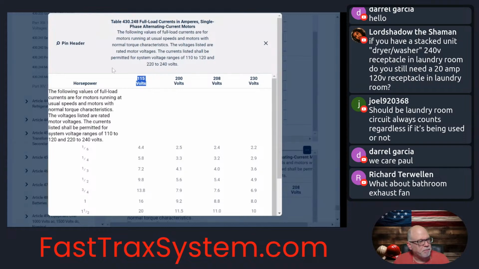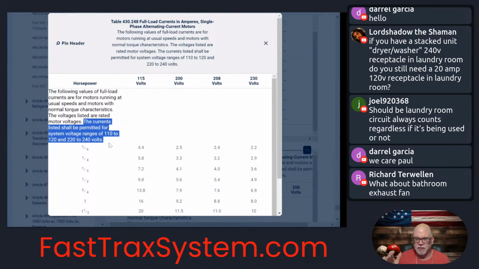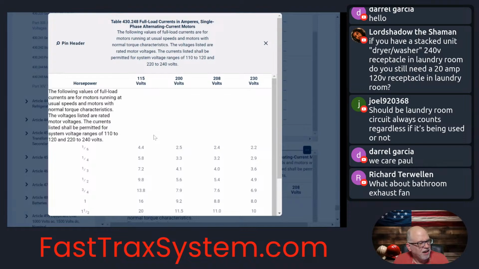The permission for that is all right here. In case that ever confuses you, you might say, wait a minute, it says 120, but why are we using the 115 column? Well, it should be a no-brainer because there's no 120 column. Goes without saying. So in our case here, it is 9.8 amperes. That's what we'll be working with.